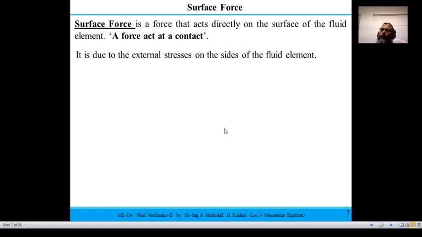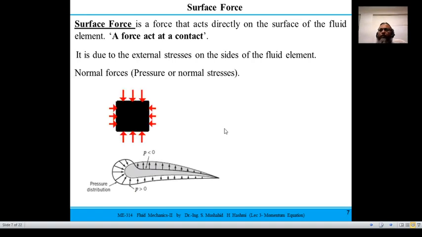It could be a pressure, or it could be stresses that are acting onto the surfaces. For example, in case of normal stresses, they are always perpendicular to the surface. Or it could be a pressure distribution over a certain body shape. For example, here there is an aerofoil, and here it is showing pressure distribution. So you see some higher pressure at the bottom, some low pressure at the top surface. So this results into a lift on an aerofoil.